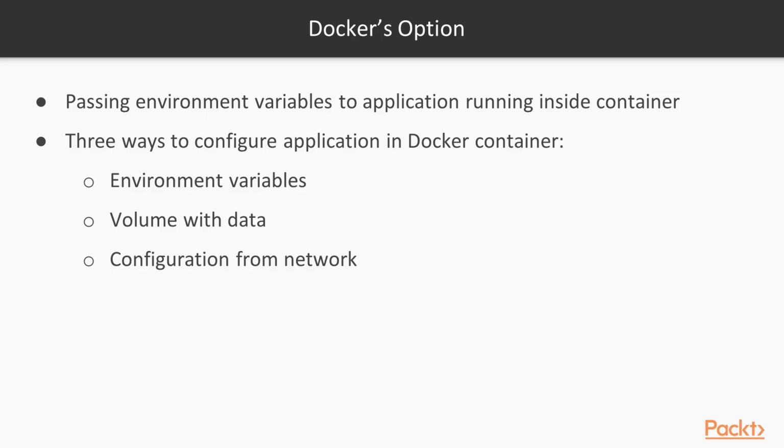Another interesting and common option in Docker is passing environment variables to an application running inside the container. If you think about it, there are only three ways in which we can configure an application within a Docker container. The first way is environment variables. The second way is a volume with data. And the last way is fetching the configuration from the network.